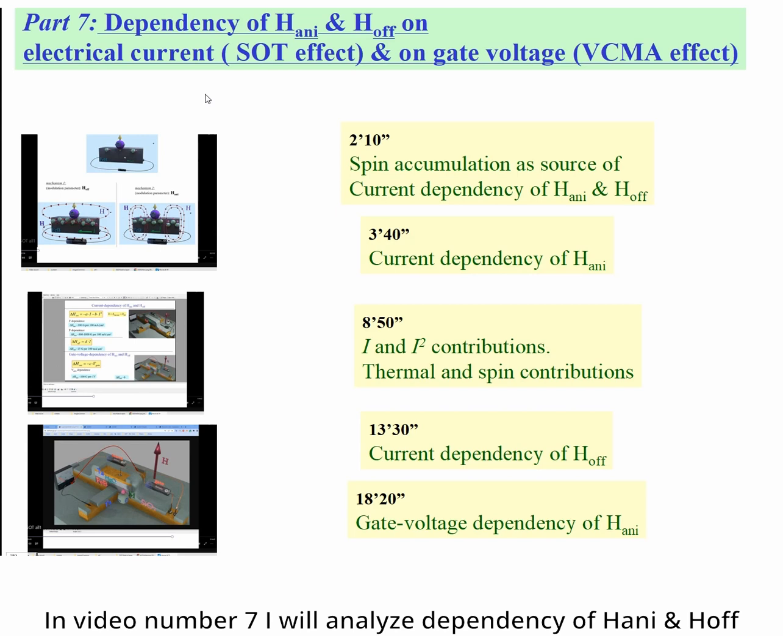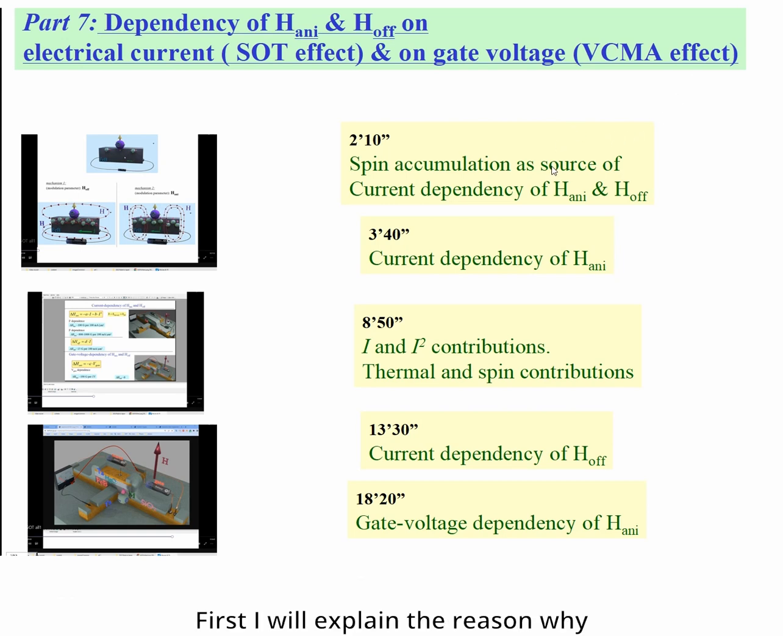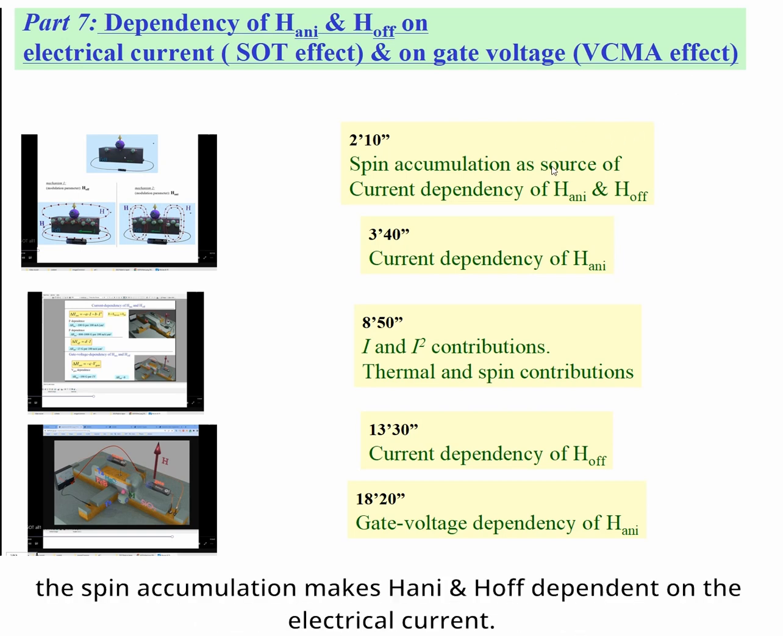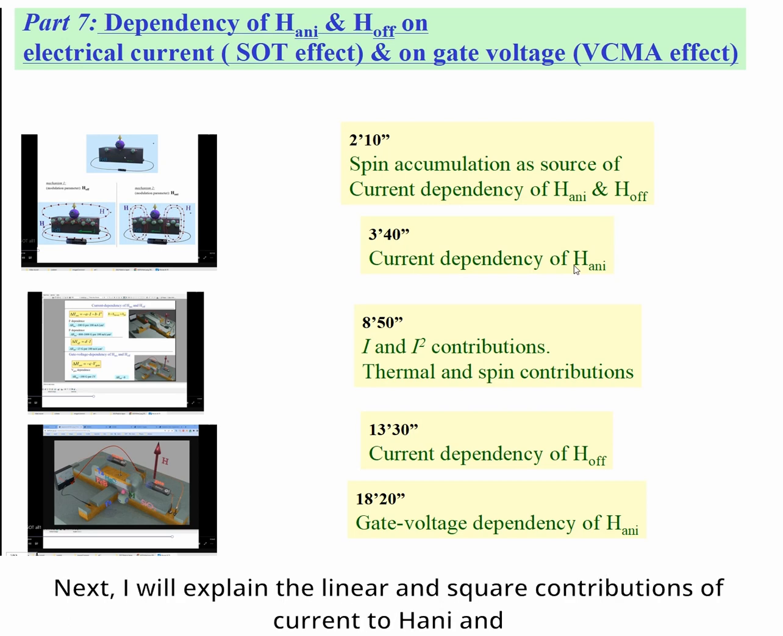In video number 7, I will analyze the dependency of anisotropy field and offset field on electrical current, or spin-orbit torque effect, and on gate voltage, or VCMA effect. First, I will explain the reason why the spin accumulation makes anisotropy field and offset field dependent on the electrical current. Next, I will explain the experimental data of current dependency of anisotropy field.